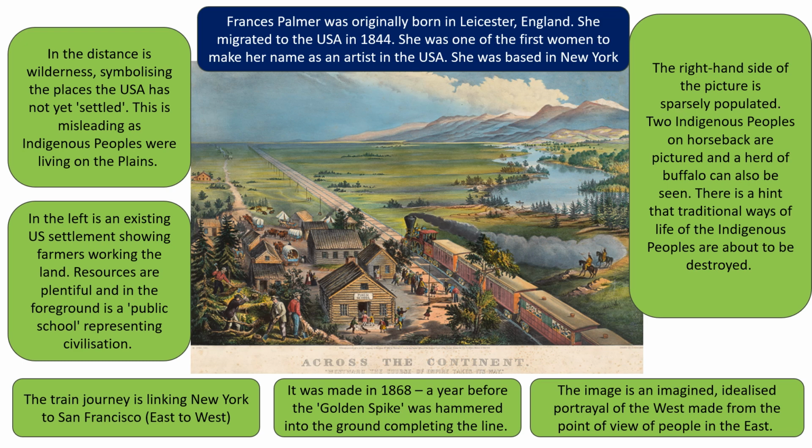Now, the right-hand side of the picture is sparsely populated. Two indigenous peoples can be shown on horseback, and a herd of buffalo can be seen also in the distance. And there is a hint that traditional ways of life of indigenous peoples are sadly about to be destroyed.